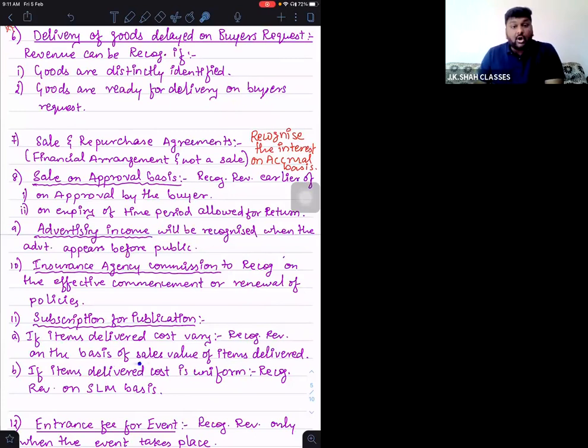But sir, if the cost of the items delivered is uniform, meaning every edition will cost you 100 rupees only, then on that basis, on the straight line method, you can recognize the revenue. That is, whatever subscription amount you receive divided by 6 months or 12 months, whatever is the subscription period, on that basis an equal amount will be recognized as revenue every month. If the cost is uniform. But if the cost is not uniform, the cost of every edition changes every month, then in that case, whatever is the actual sales value of the items delivered, you have to record it as your sale.